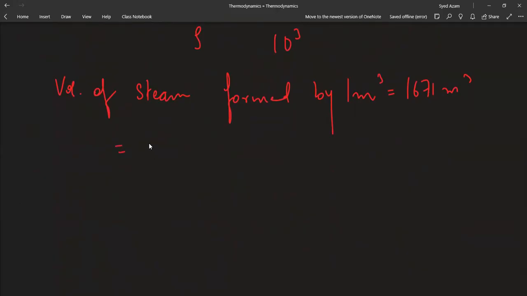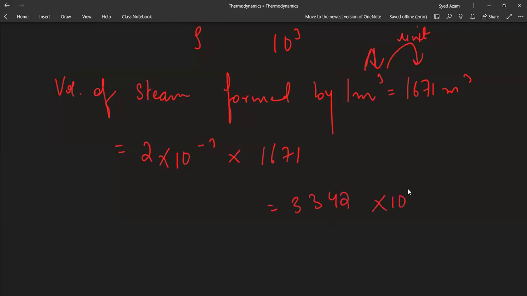So we'll multiply. 2 into 10 to the power minus 3 will be forming 2 into 10 to the power minus 3 into 1671. For the unit value, you already know this, so for the bigger one, you can multiply. So this will be 3342 into 10 to the power minus 3 meter cube. What is this? This is the volume.